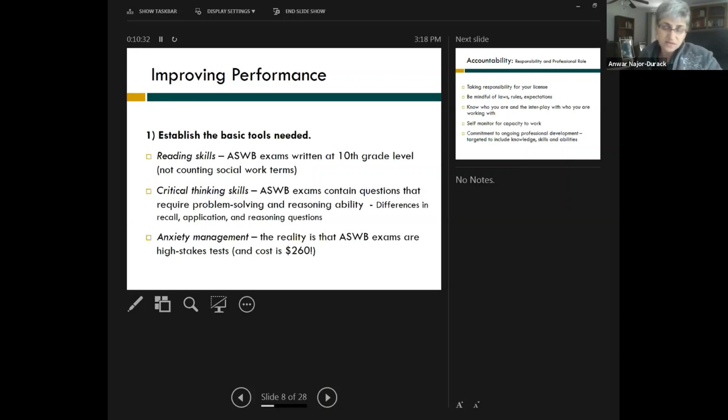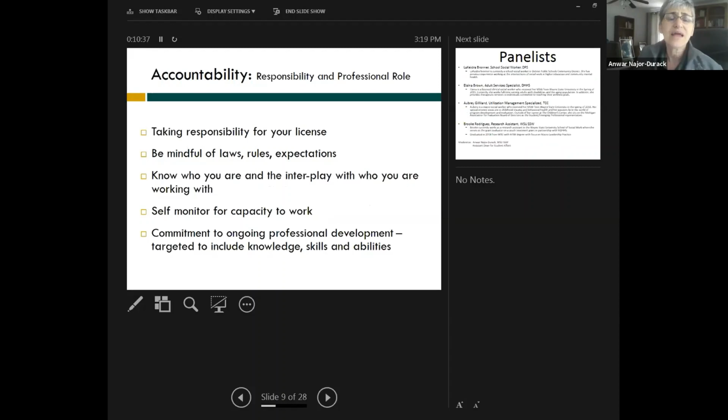And I said, the cost is $260. Who wants to take it again or a third time for that matter? And this is, I think, my last slide, which I will just say that our license is, you know, we can't practice without the license, so it's important that we take responsibility for what we need to do to prepare, being mindful of the rules, the expectations, and obviously thinking about what you need to do to prepare for it, and your commitment, not just to this exam, but to professional development moving forward.